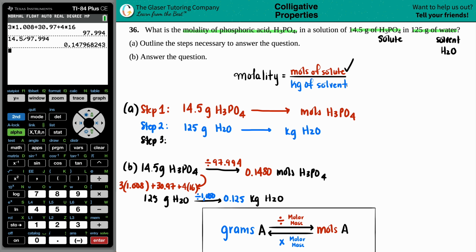And now, the final step is we have the moles of the solute. We got the kilograms of the solvent, so let's plug in the units, right? So we're just going to solve for M. And molality is generally known as this little squiggly M. Usually it's italics, but I like to do a little squiggly. So we're going to do molality equals the moles, 0.1480 divided by the 0.125.